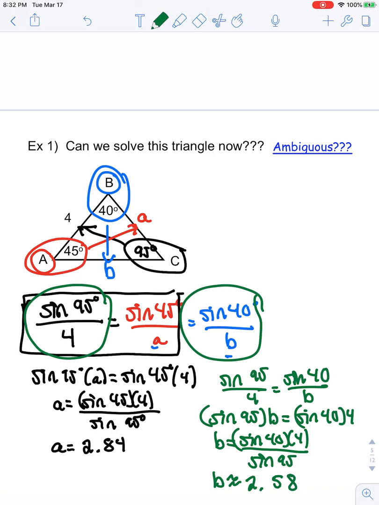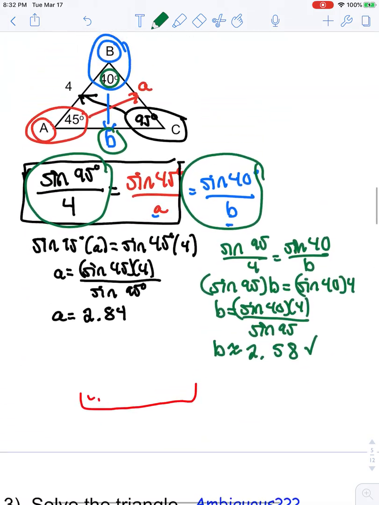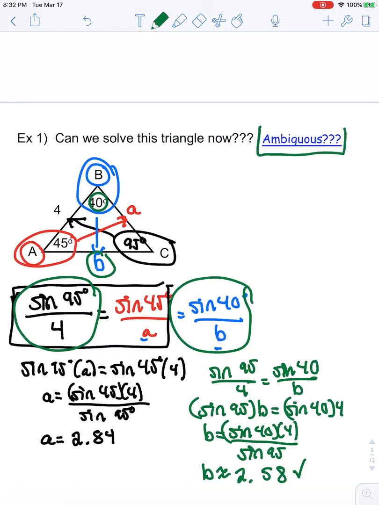Now, I do always like to check. One thing with triangles is that the side across from the smallest angle should be the smallest side. So I like to see that that 2.58 is smaller than the other two. Just a quick way to check your work. Okay. Oh, by the way, this particular case was not ambiguous, because to be ambiguous, you have to be given two sides, and we were not given two sides.